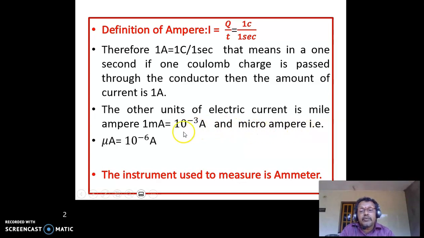Microampere, that is microampere. The symbol used is 10 to the power of minus 6 A. This is also a very small measurement.